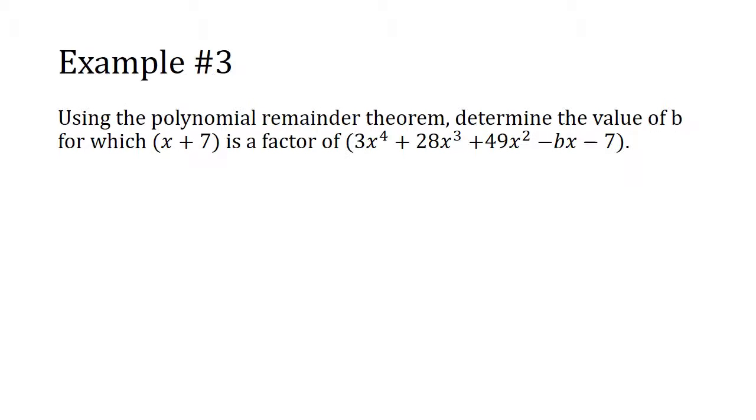I got one more for you tonight. It says using the polynomial remainder theorem. So I've stated that this is the way that you have to solve this to get full credit. If this were on a test, you would have to use the polynomial remainder theorem to get full credit. It says determine the value of b for which x plus 7 is a factor of 3x to the 4th plus 28x cubed plus 49x squared minus bx minus 7. I'm not going to give you any hints. Just remember, remainder 0 if it's a factor.